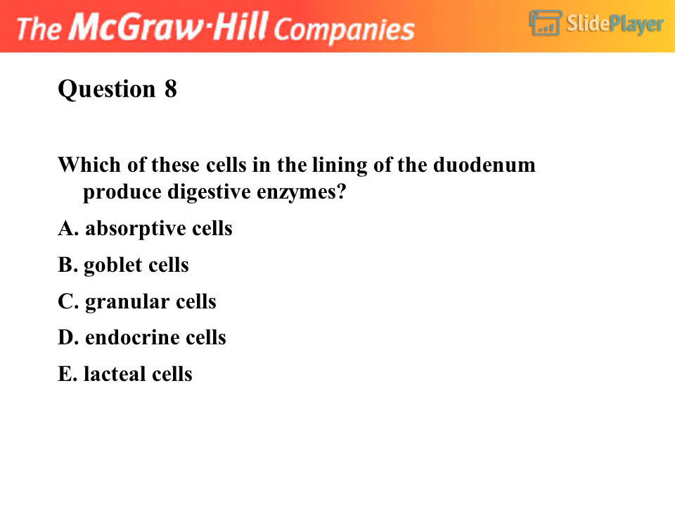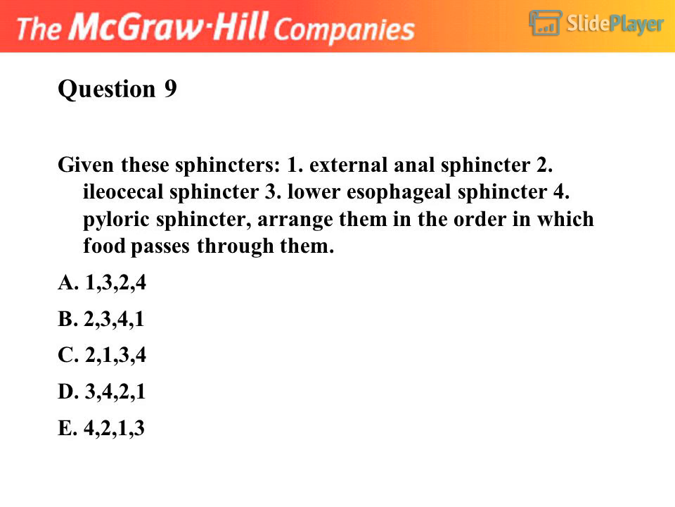Question 8. Which of these cells in the lining of the duodenum produce digestive enzymes? A. absorptive cells, B. goblet cells, C. granular cells, D. endocrine cells, E. lacteal cells.